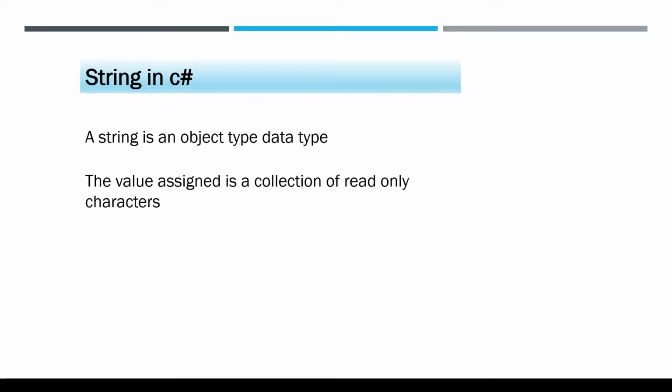We can assign any text value to the variable of the string data type using the double quotes. That value is considered as the collection of read-only characters. We can also assign null and empty value to the variable of string data type. The string with the small s is an alias for the string class with the capital S. So instead of string with the capital S, we can use the string with the small s.